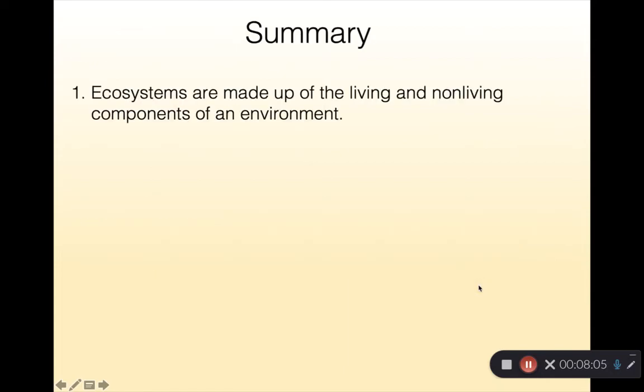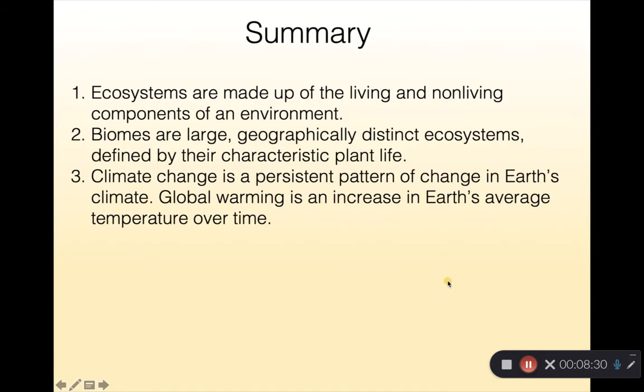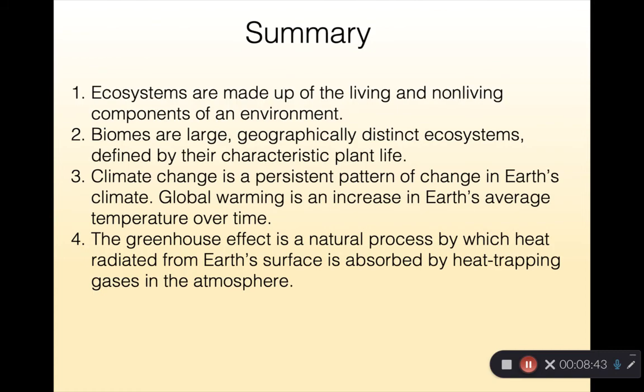In summary, this is a vocabulary dump of specific definitions of major processes that influence ecosystem ecology. Ecosystems are made up of living and non-living components of the environment. Biomes are large geographically distinct ecosystems defined by their characteristic plant life. Climate change is the persistent pattern of change in Earth's climate, whereas global warming is an increase in the Earth's average temperature over time. And lastly, the greenhouse effect is the natural process by which heat is radiated from the Earth's surface and absorbed by heat-trapping gases in the atmosphere.